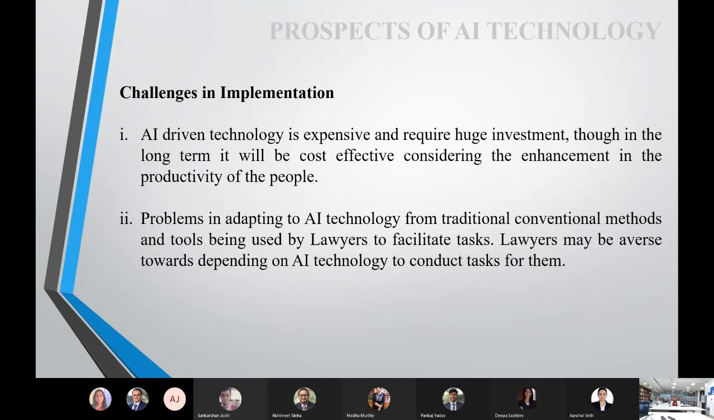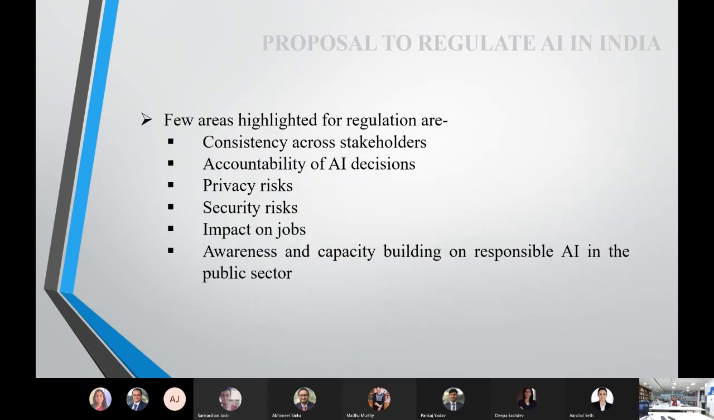Now the next, now what are the challenges of course in implementation. This is very important because as we all know the benefits are there. I think something happened.